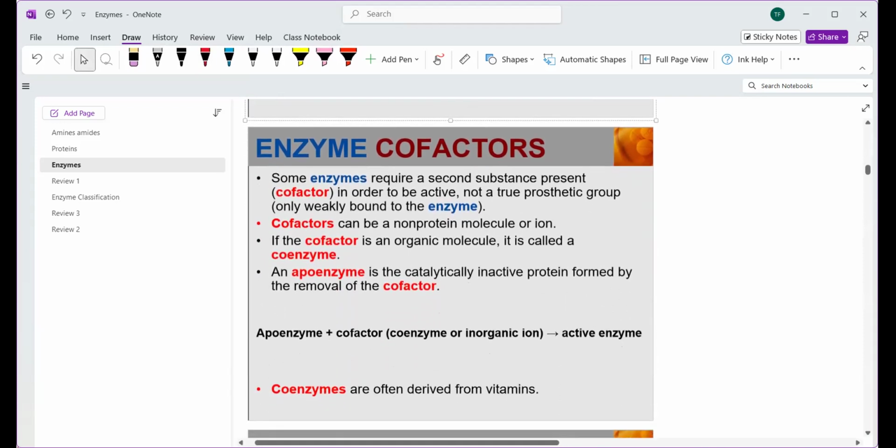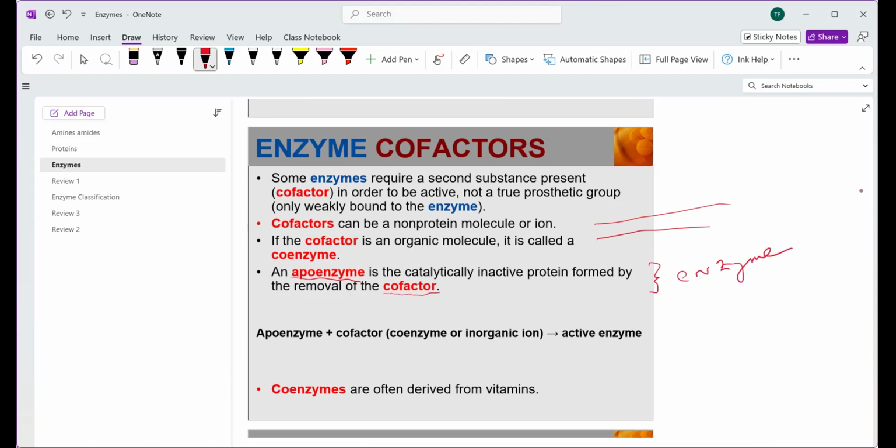Enzymes sometimes need a substance along with them. It's called a cofactor. Cofactors can be a variety of things. They can be non-organic and organic. So you have an apoenzyme and a cofactor together, which forms the enzyme. If you lose the cofactor, the enzyme becomes inactive and forms the apoenzyme.